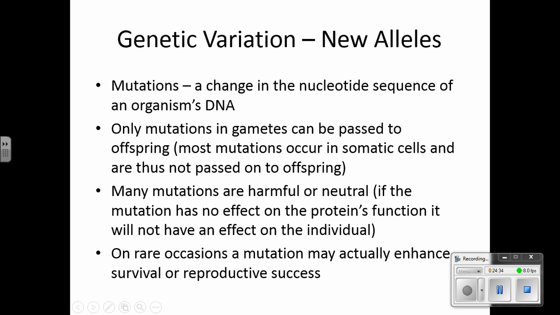Mutations are a change in the nucleotide sequence of an organism's DNA. Only mutations in gametes can be passed to offspring. Most mutations occur in somatic cells and are thus not passed on to offspring. So think about the DNA changes or mutations that occur because of the sun's radiation on your skin cells. Those are not going to happen to your egg or sperm cells, so they are not going to be part of evolution because they aren't passed on.